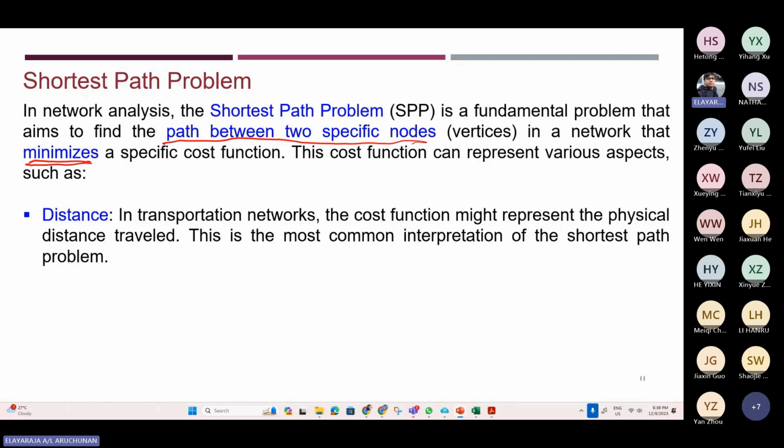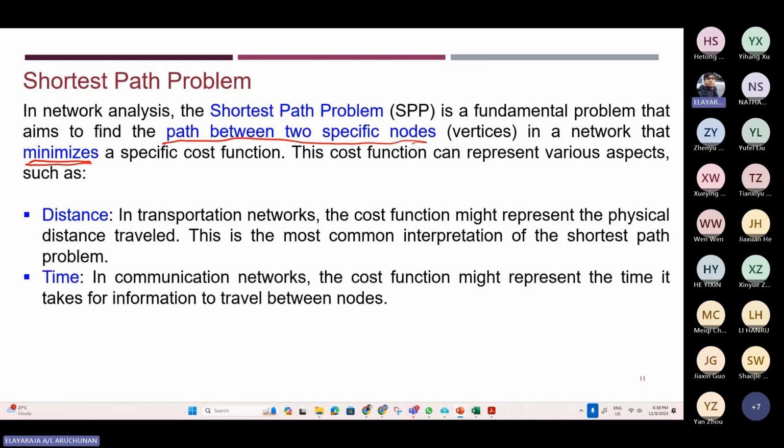So that is one of the reasons the price of the product is increased. If the shortest distance is minimized, then the price will be as low as possible. So that is one of the reasons we look into the distance. Next is the time, where usually the time is involved in the social science.